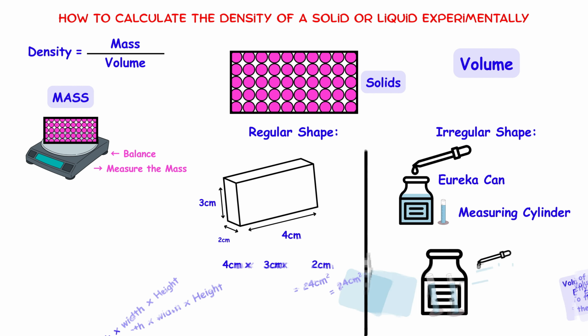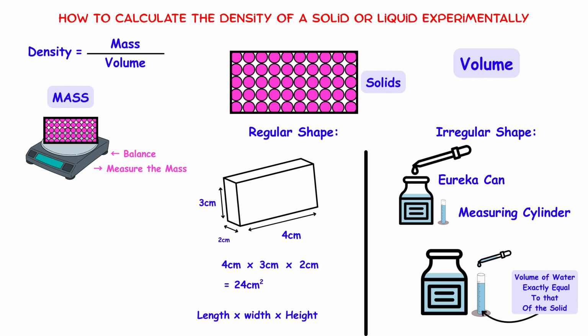Now let's shift our focus to how we would determine the density of solids and liquids through experiments. Starting with solids, we return to our equation and realize we first need to know both the mass and the volume of the object. Finding the mass is straightforward. We simply place the object on a digital balance and record the value. Measuring the volume depends on whether the object has a regular or irregular shape.